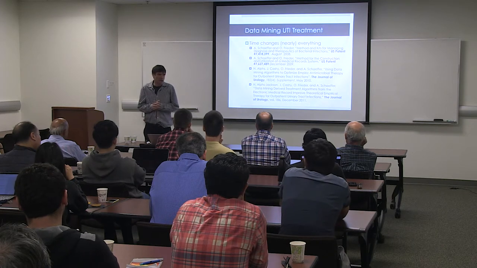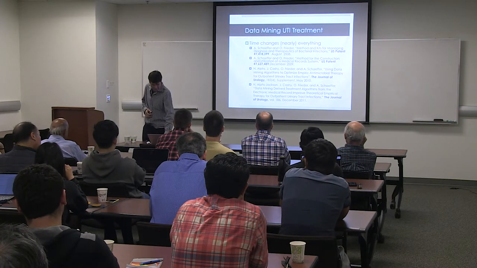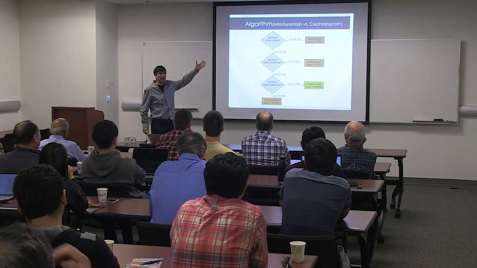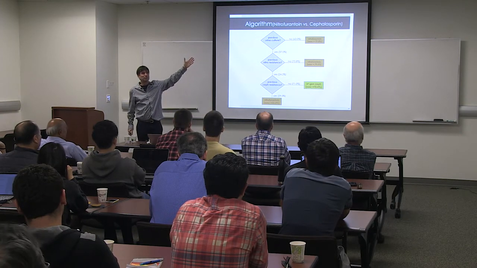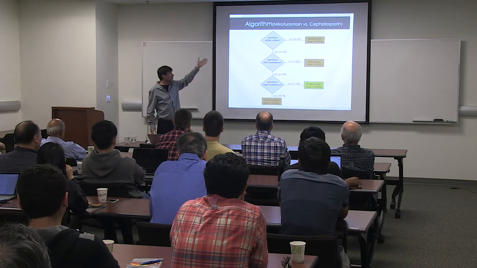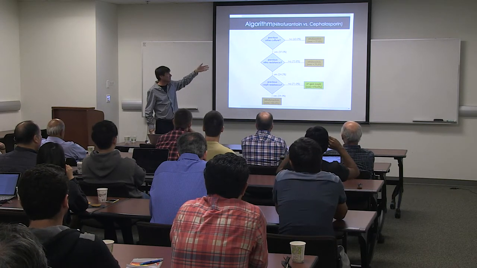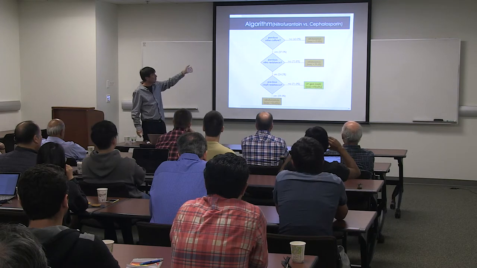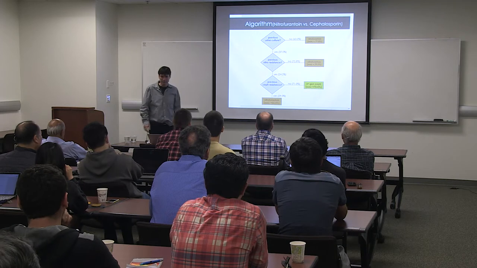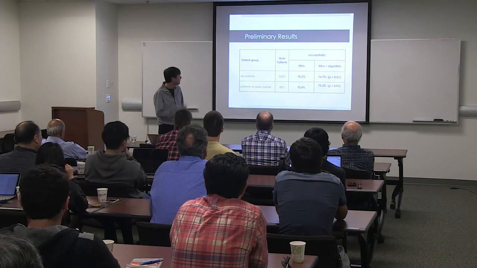Immediately, Northwestern tried to field test it and see what's going on. They came up with a very, very simple association rule mining algorithm that says, do you have a previous culture? No, stick to nitrofurantoin. You do, and this algorithm applies. Okay, very simple algorithm. Why do we care?